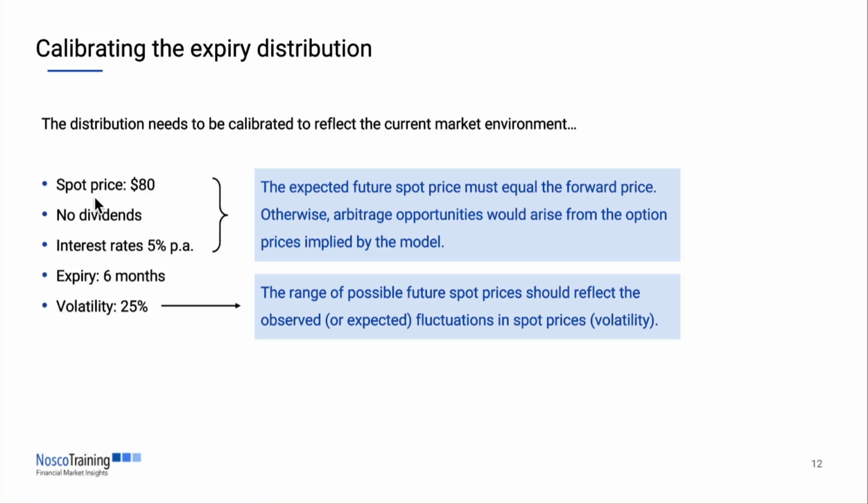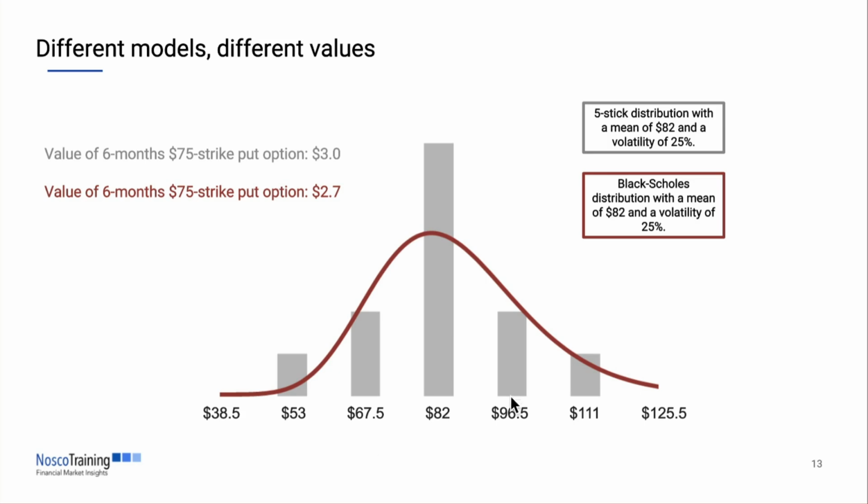So our option price is, or let's say spot price was 80. We had no dividends. Interest rates were 5%. The expiry is 6 months. Of course, the strike of the option was 75. And what we actually assumed is that the volatility is 25%.